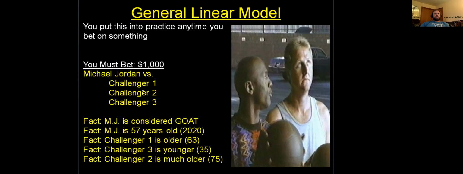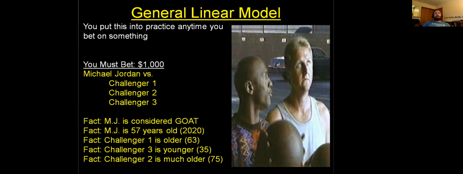Challenger 3 is quite a bit younger than Mike at 35, but we are talking about Michael Jordan, and that one's a lot tougher. I'm not exactly sure which way I want to go. Challenger 2, we can see, is much older at age 75. I'm going to bet on Mike. I almost don't care who it is that's age 75. A 57-year-old Michael Jordan probably beats that person in basketball.